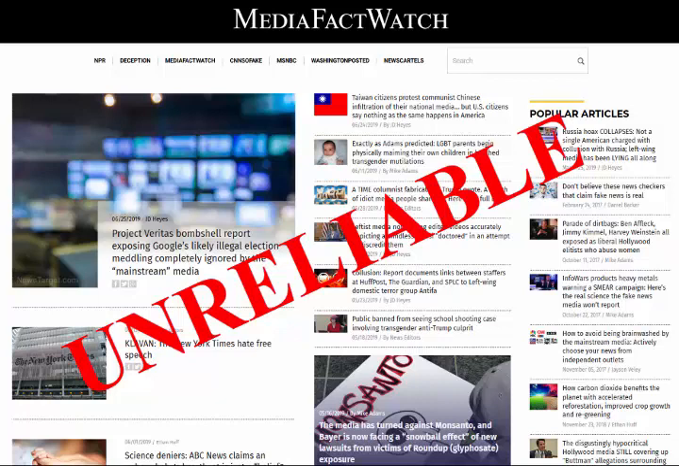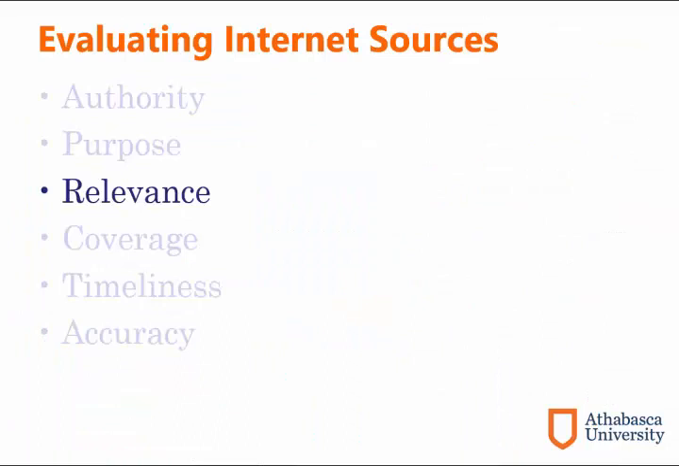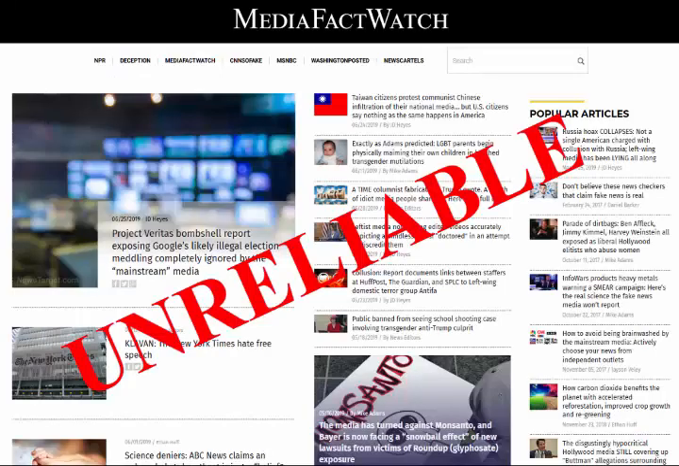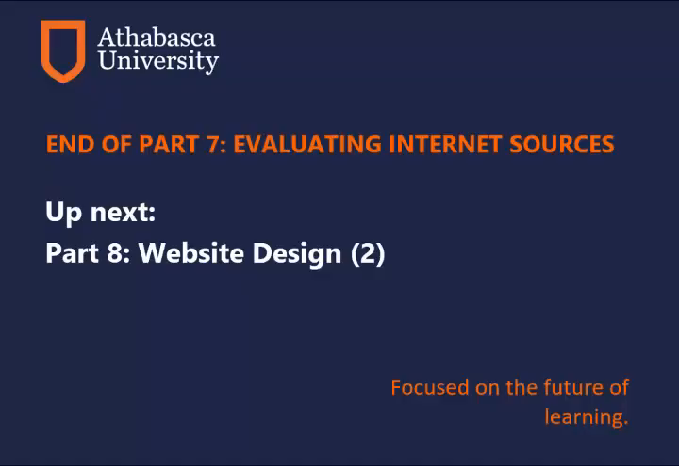The relevance of the articles on this site is difficult to determine, as relevance is always related to one's research topic. That said, unless I'm writing a paper on unreliable resources and want to provide a few examples, I will want to steer clear of this website as it is not a reliable resource. I will discuss the coverage, timeliness, and accuracy of this website in the next video.